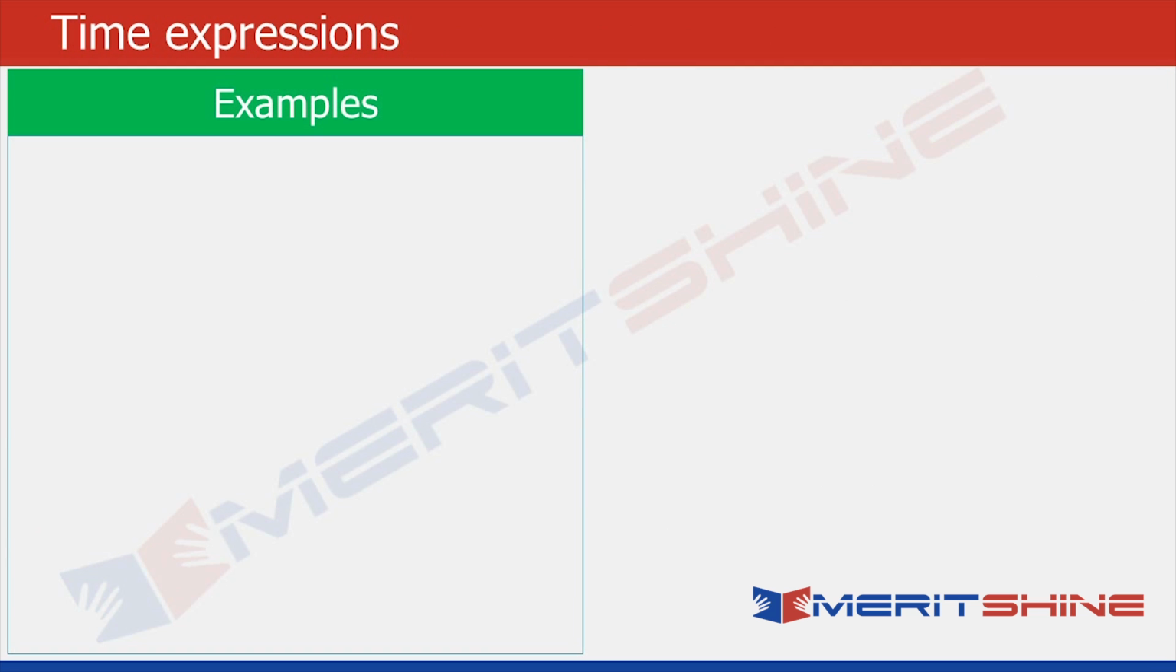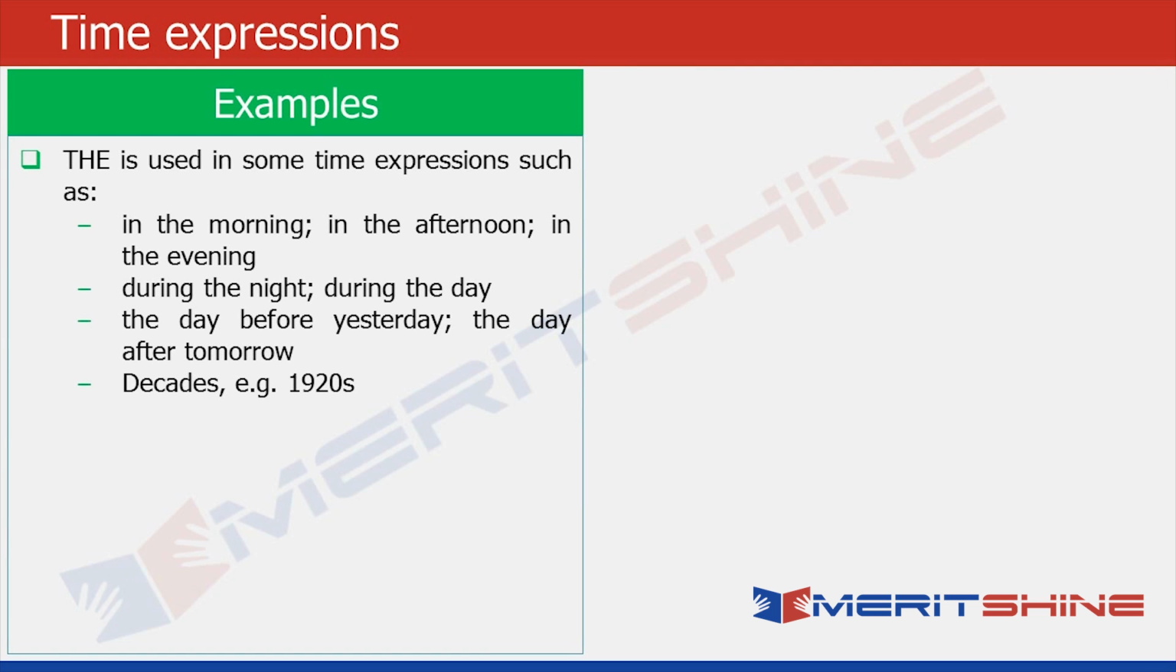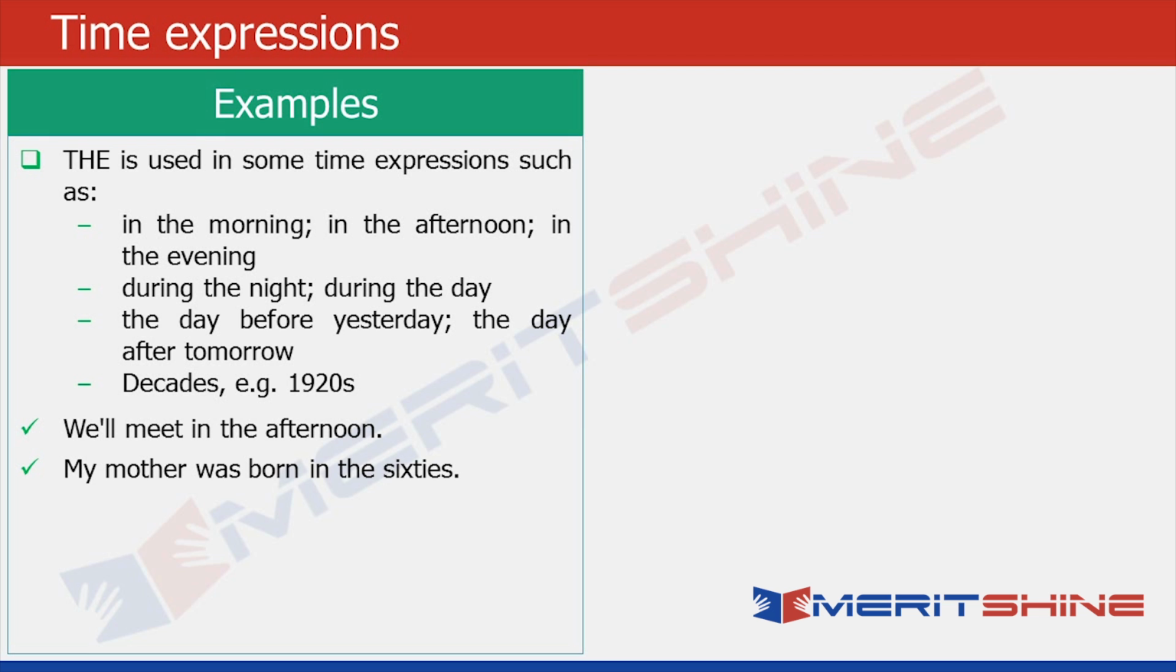The is used in some time expressions such as in the morning, in the afternoon, in the evening, during the night, during the day, the day before yesterday, the day after tomorrow, decades such as the 1920s. Look at the sentences below. We will meet in the afternoon. My mother was born in the 60s.